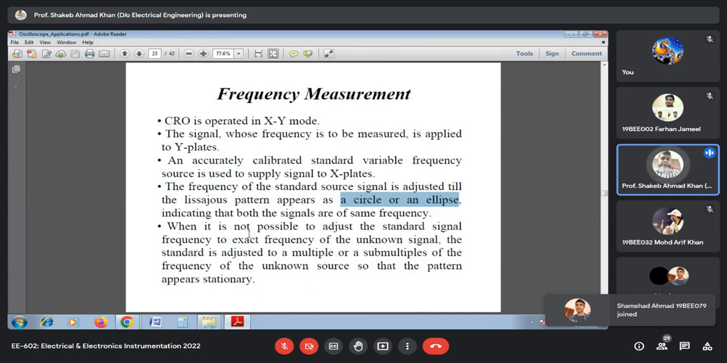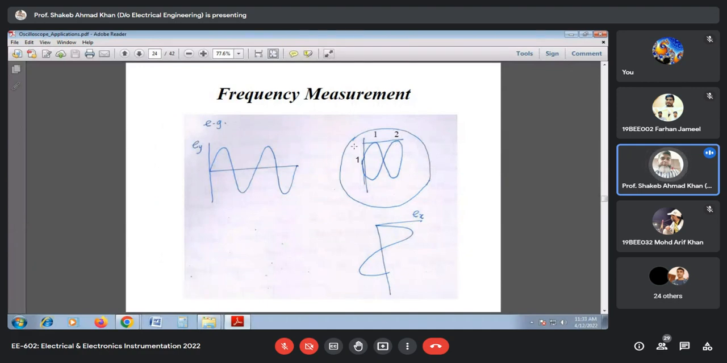But if it is a multiple or sub-multiple, then we get another kind of Lissajous pattern, and it will be like this. One example I'm giving you is like this. And using this Lissajous pattern, we can find out the frequency of the unknown. So here in this case, I'm giving you one example. Suppose we have one signal to the Y plates, which is the unknown signal, and another signal to the X plate, the known signal, means the frequency is known.